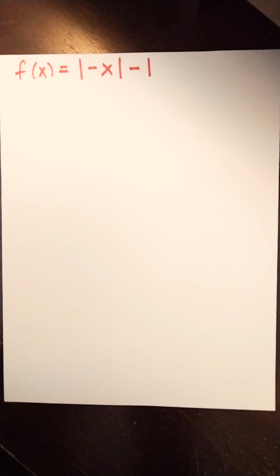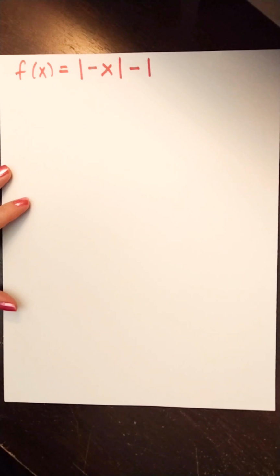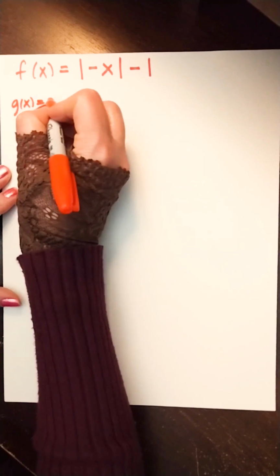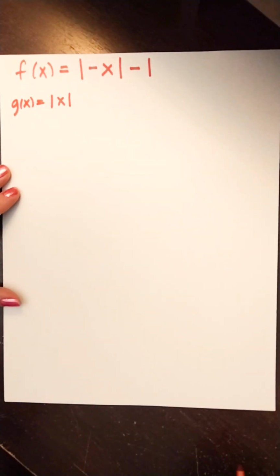Whenever you're graphing any function using any transformation, what you want to do is identify your starting function. So the function that you'll be doing the transformations on, and that's going to be the absolute value of x in our case. I'm just going to call it g of x equals the absolute value of x.